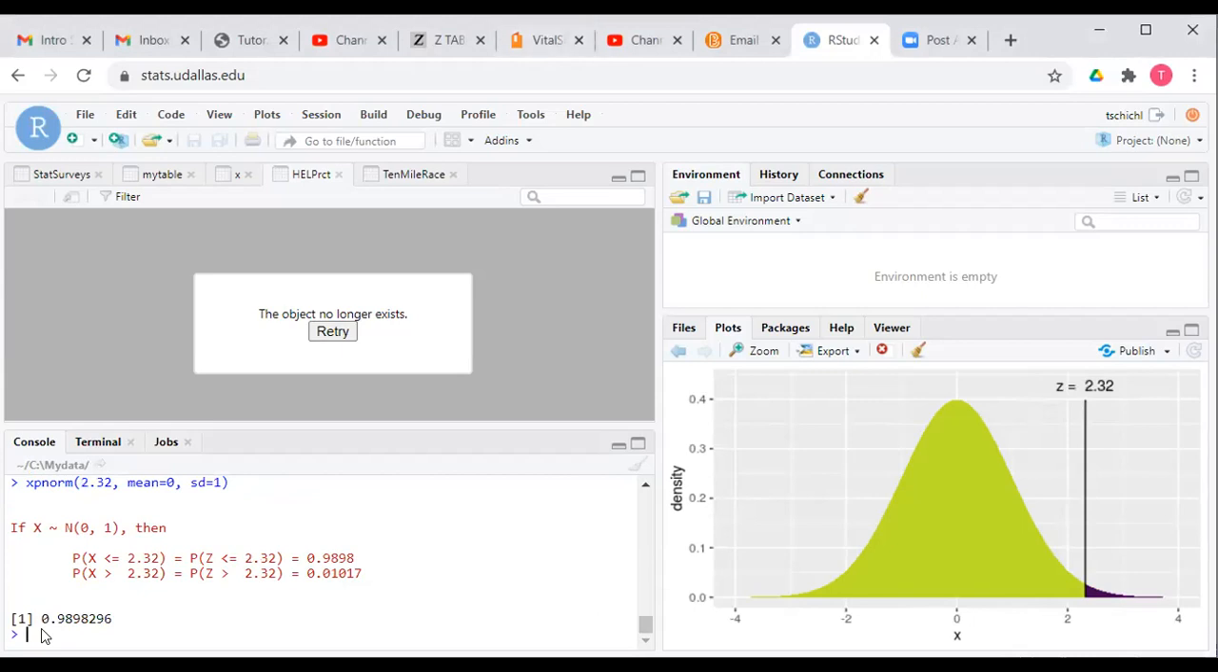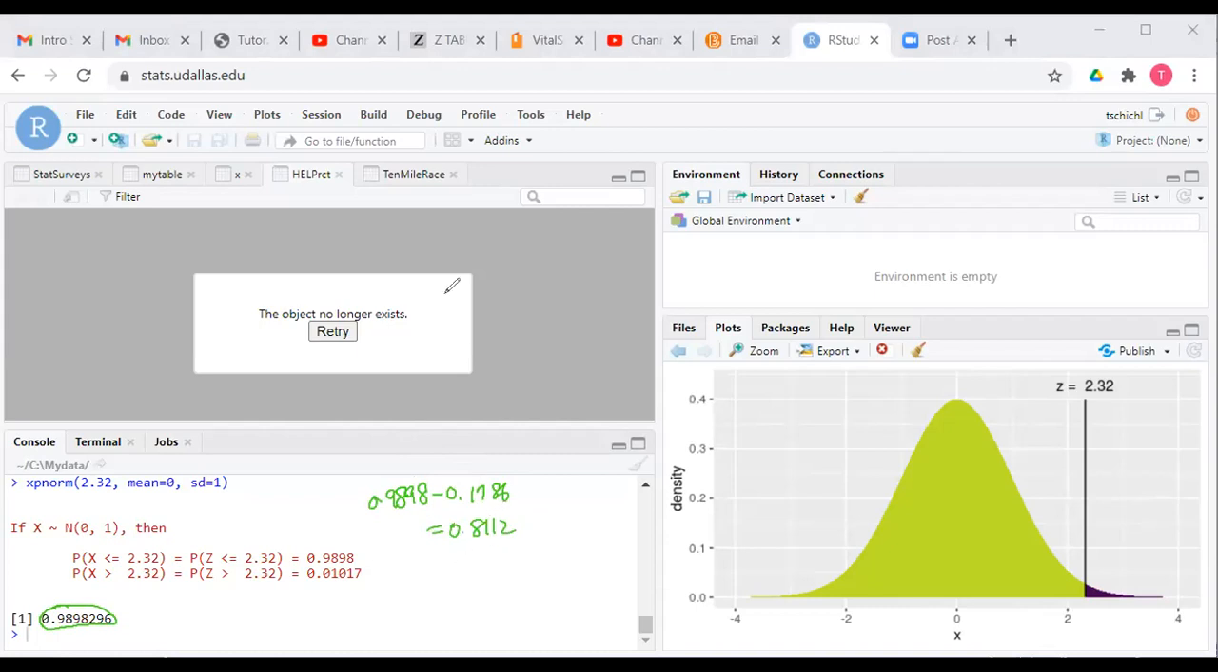So remember what we did a while ago, using the TI calculator. It's the same, right? So we get 0.9898. Then you use 0.9898 minus 0.1786. So that will give you 0.8112, right? So it's the same thing.